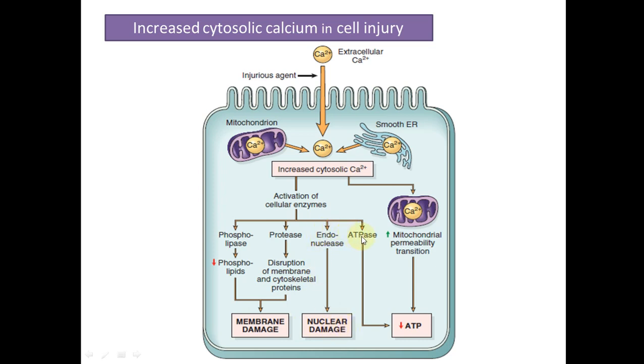Moreover, the enzyme ATPase degrades ATP. If it is activated, it will degrade the ATP, and already the ATP is less due to the mitochondrial damage, and this superadded ATPase activity will cause further depletion of the ATP. The mitochondrial damage will result in the formation of the mitochondrial permeability transition pores.